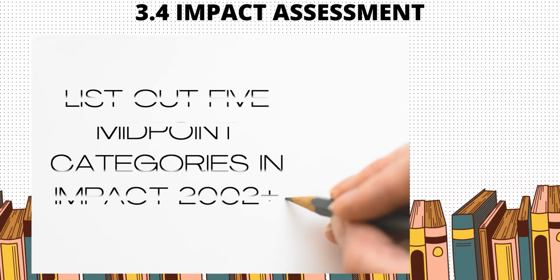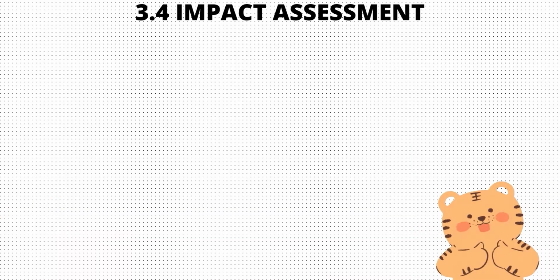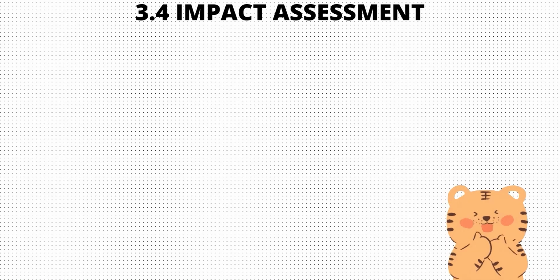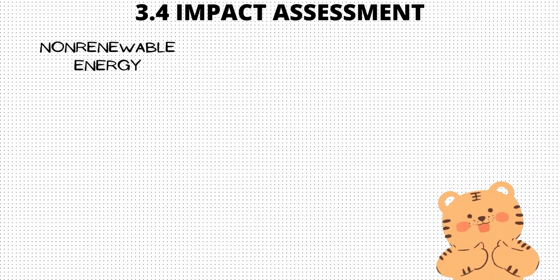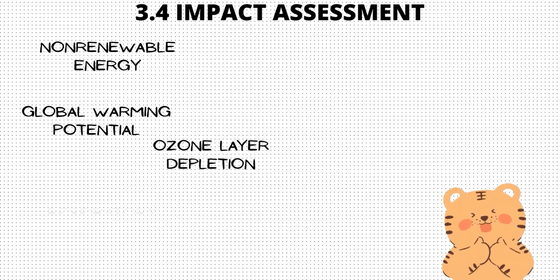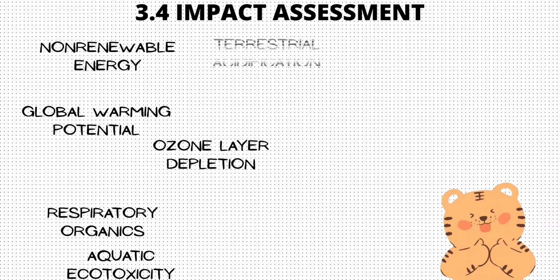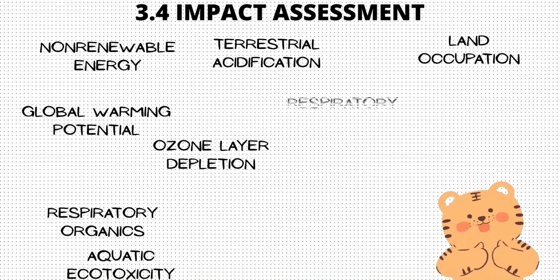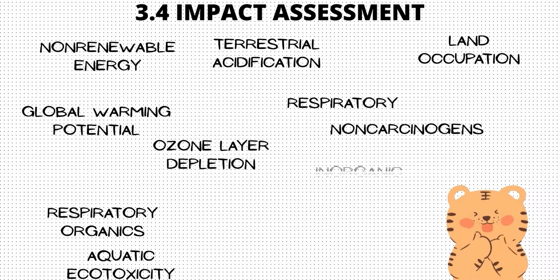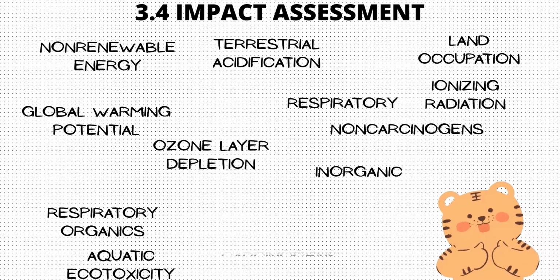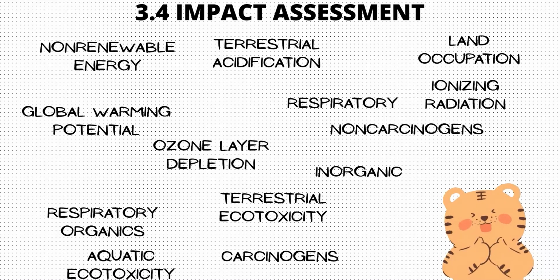List out 5 midpoint categories in IMPACT 2002+. You will be given 10 seconds to answer this question. Good job. These are all the answers provided for this question, which are non-renewable energy, global warming, ozone depletion, respiratory organics, aquatic ecotoxicity, terrestrial acidification, land occupation, respiratory inorganics, non-carcinogens, ionizing radiation, carcinogens, and terrestrial ecotoxicity.